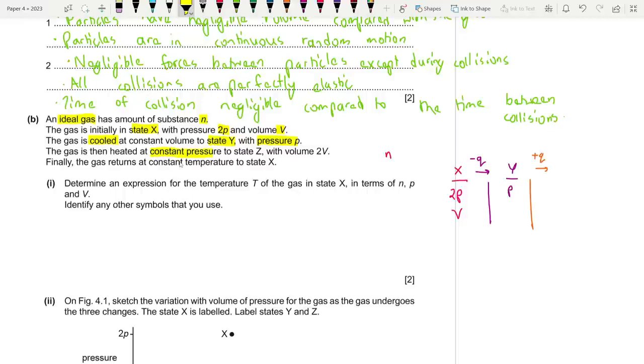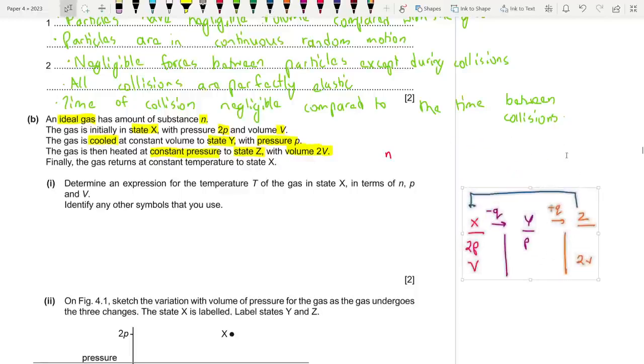We have constant pressure state Z with volume 2V. Fine. So the volume is 2V now. Finally, the gas returns at constant temperature to state X. Okay, so it goes to Z and has a volume of 2V, but then returns back to X again. So this is the overall state.